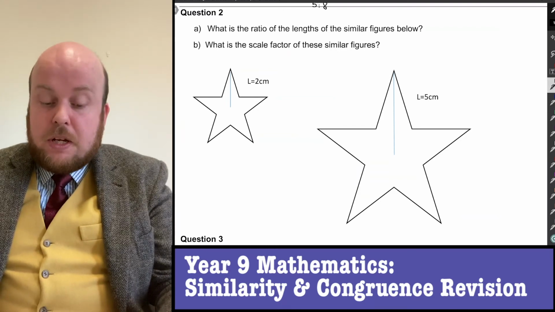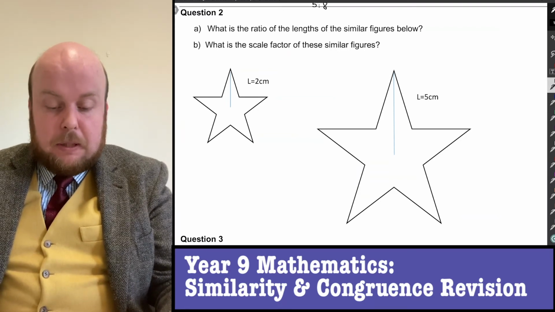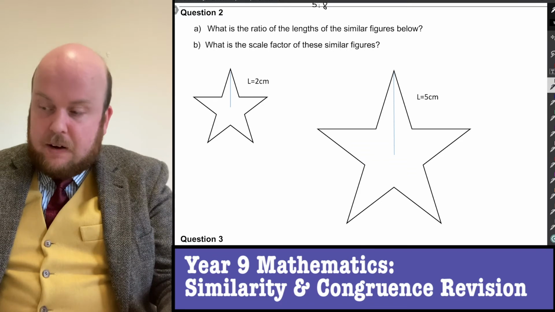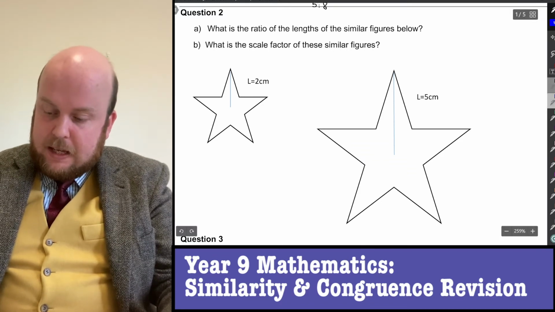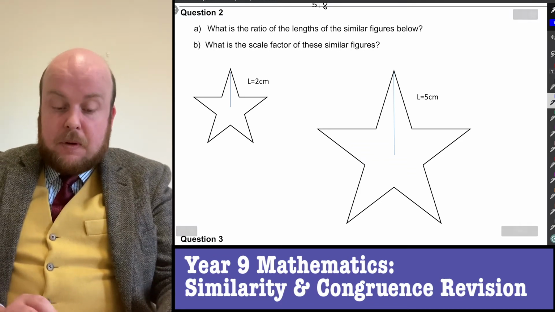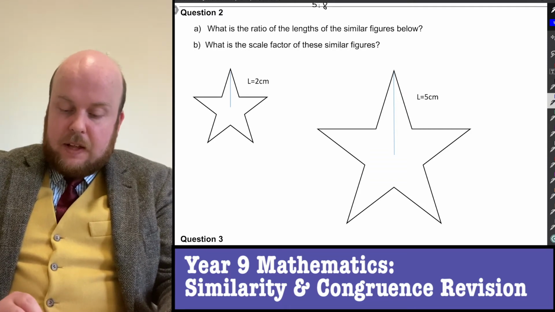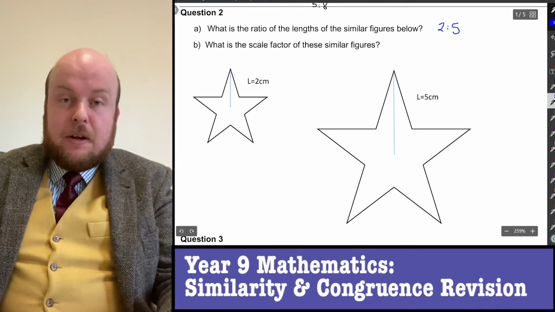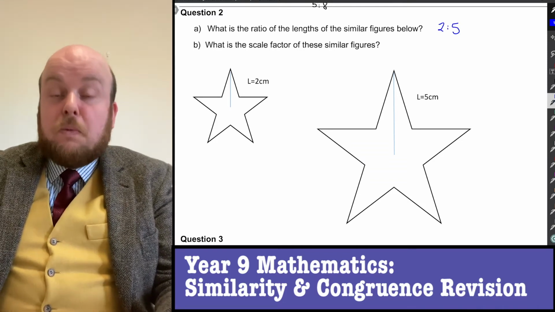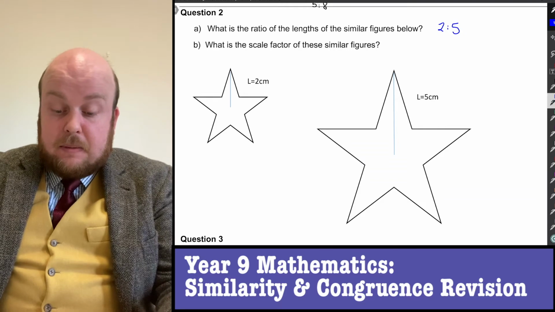Question 2. What is the ratio of the lengths of the similar figures below? And what is the scale factor of these similar figures? So we want to get from smallest to largest here. So the ratio of lengths would be a 2 to 5 ratio, like so. So what is the scale factor of these similar figures?